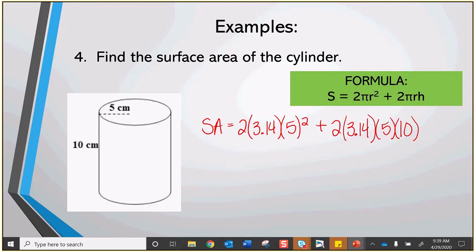Okay, so who has what the first chunk of numbers equals? Who has what 2 times 3.14 times 5 squared is? I do. Okay, what is it, Eli? 157. Everybody agree? You should agree, because that is correct. Somebody else, give me the next one.